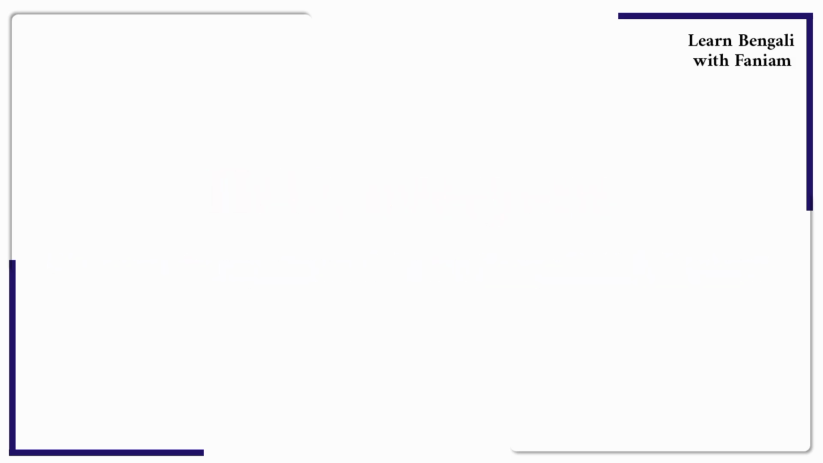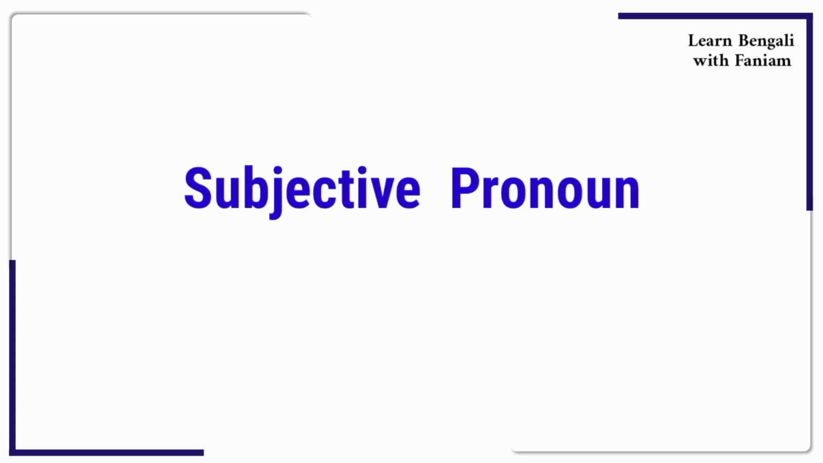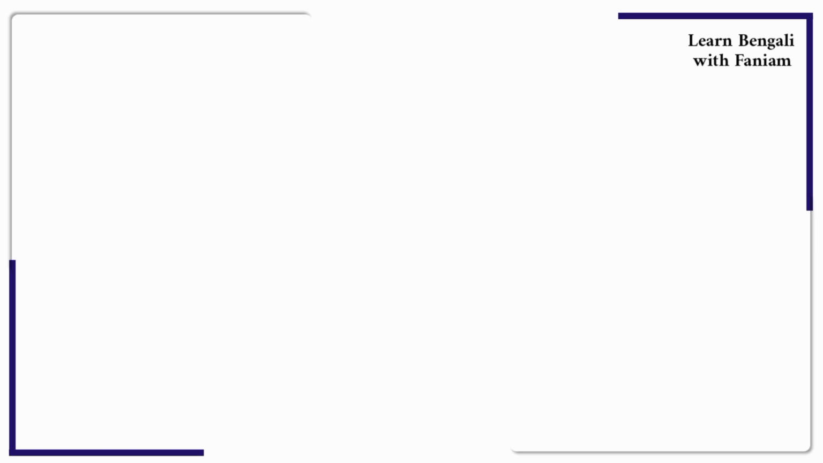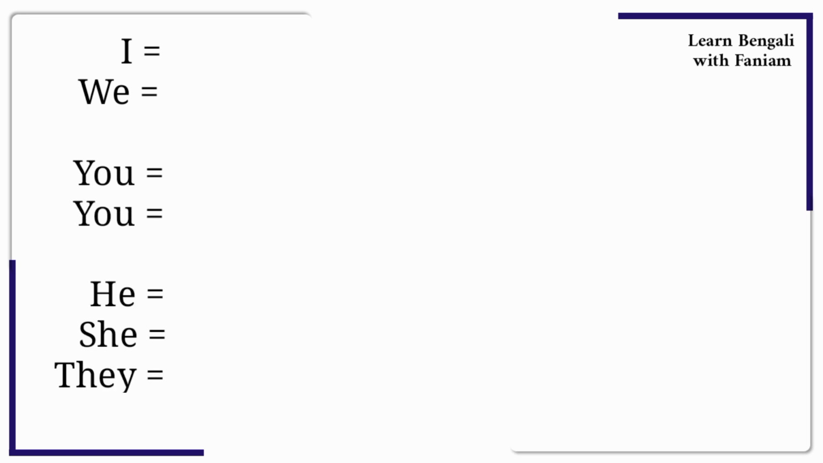In today's lesson, we are going to learn about subjective pronouns in the Sylheti language and how these pronouns are used in a sentence with examples. We all know that in English, the subjective pronouns are I, we, you, he, she, they, and it. I wrote you two times because the first one is for the singular and the second one is for the plural. Let's start from the beginning.